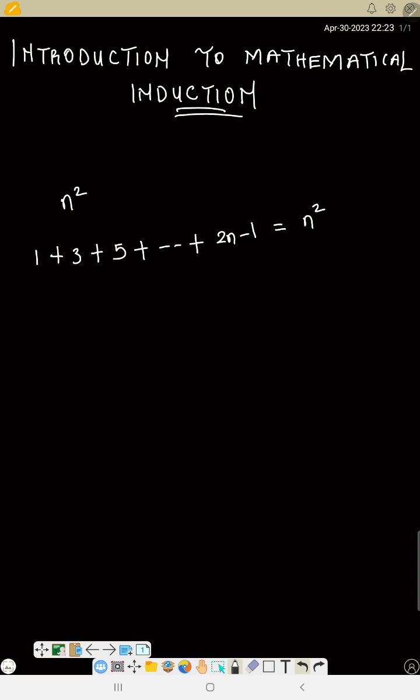From this, we can deduce that the sum of the first 97 odd natural numbers is 9409. So how did we get that? Because we know the sum is n squared, so the sum of the first 97 odd natural numbers will be 97 squared. So n is 97, and we get this. This process of deducing particular results from a general result is called the process of deduction.